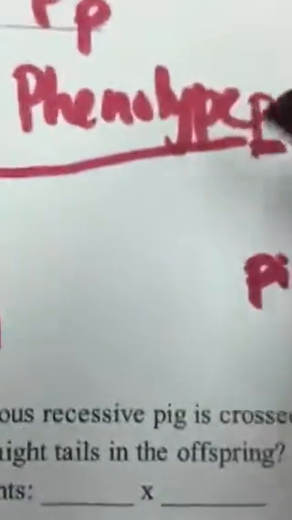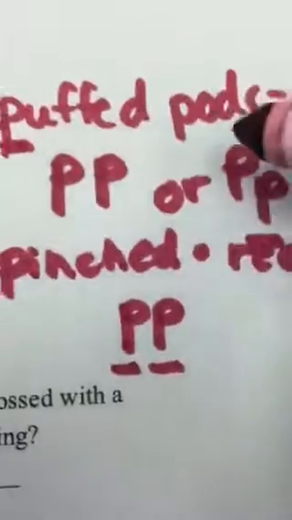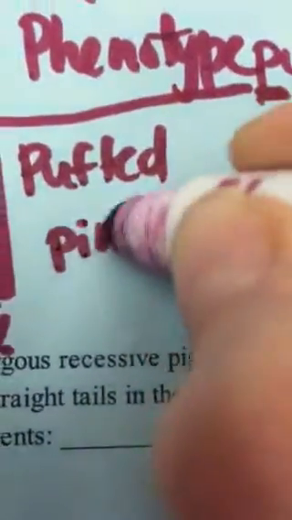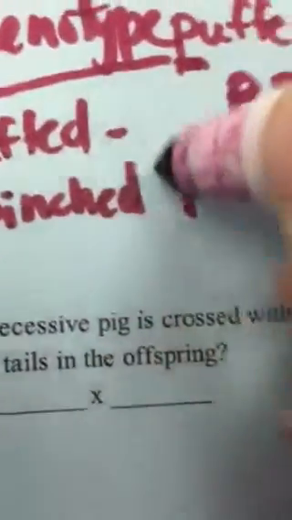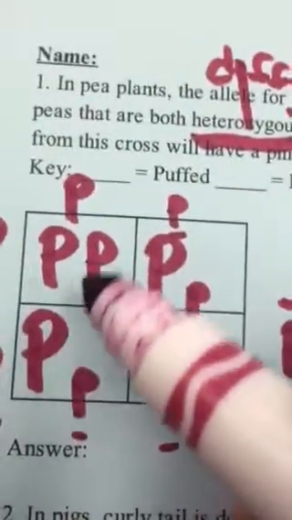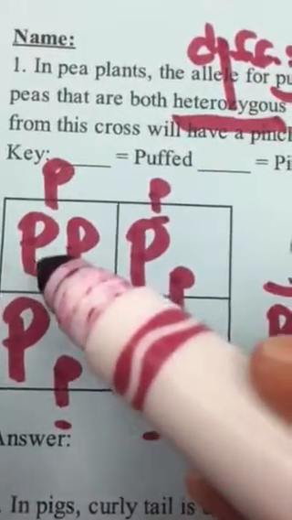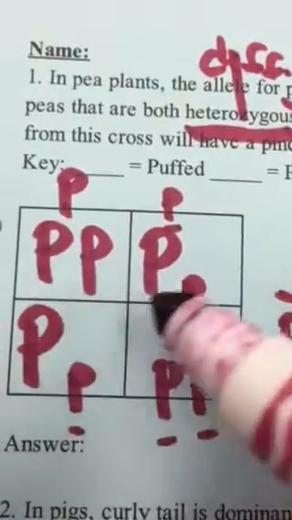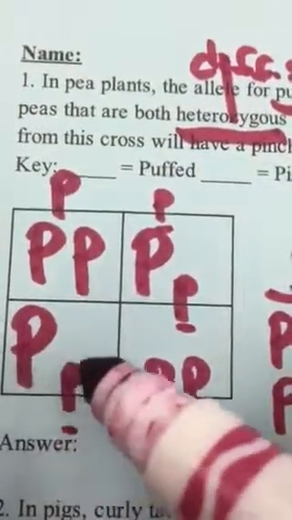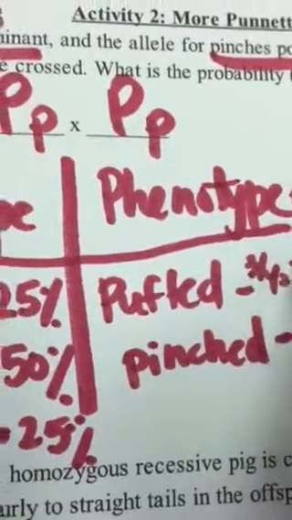Then phenotype, remember phenotype sounds like face, how something looks. We have 2 options. We either have puffed pods or pinched. So we can write down puffed or pinched. So let's go back and take a look. Since puffed is going to be the dominant, any box that has a capital P will show for the dominant trait, which is puffed. So we have 1 box, 2 boxes, 3 boxes, so 3 out of 4. 3 out of 4, which is also 75%.